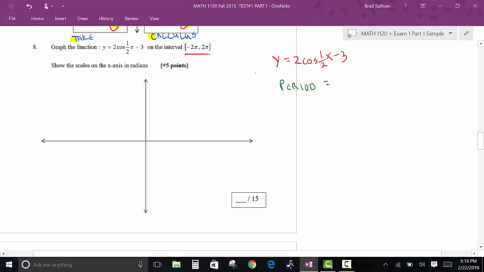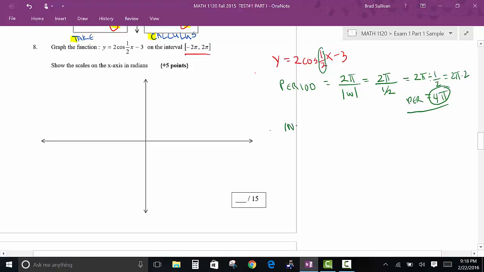The general formula for the period of a sine or cosine is 2 pi over omega. Omega is the number in front of x. So we're going to do 2 pi divided by 1/2. That is 2 pi times 2. So the period is 4 pi. Every time 4 pi goes by, you're going to go through one cycle.